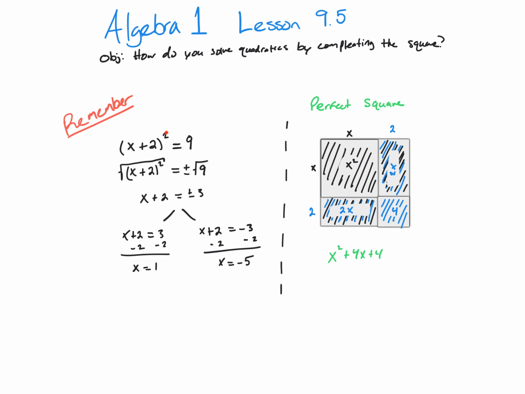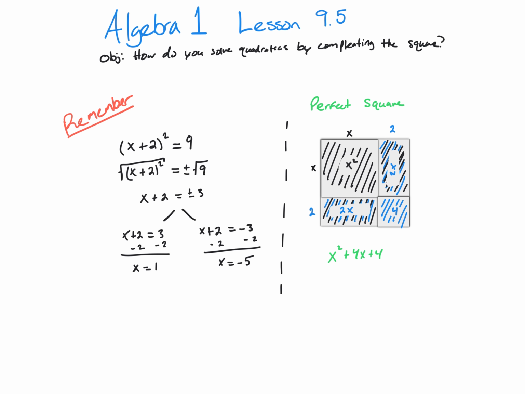quadratics, meaning that it has an exponent of 2, by taking the square root. So we had something like this, and we take the square root of both sides, and we had to add in the plus or minus. And we'd say, oh, we have x plus 2 is equal to the plus or minus 3. We break it up and we said, oh, x is 1, or x is negative 5.